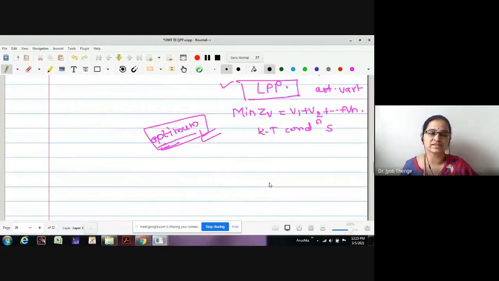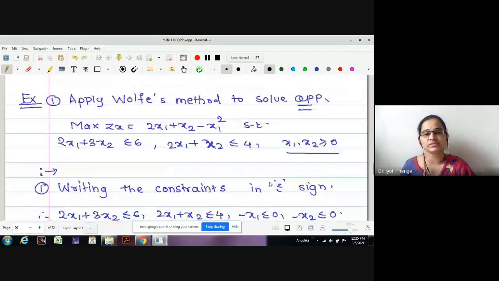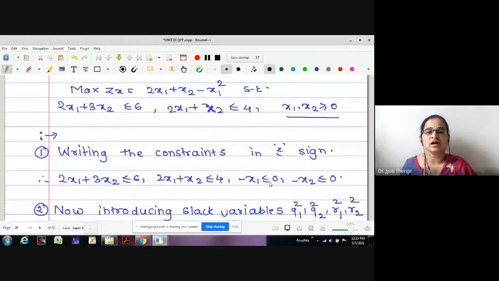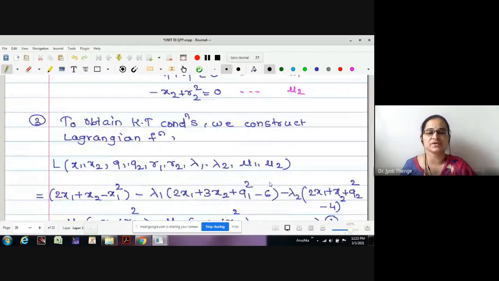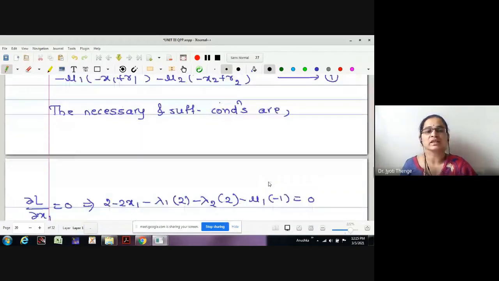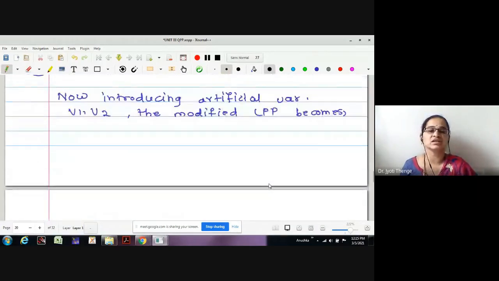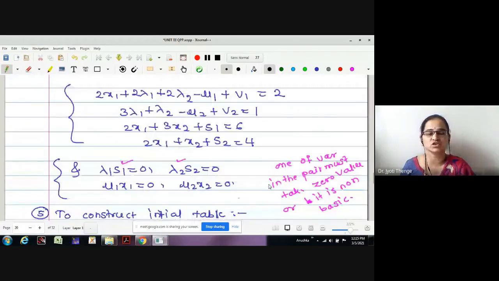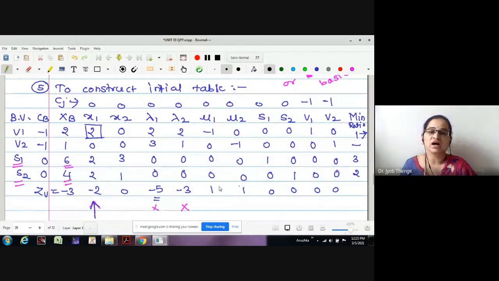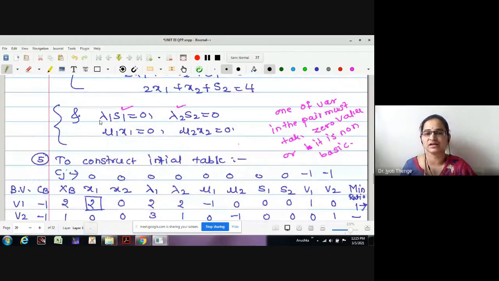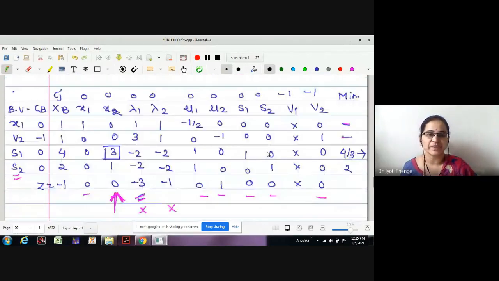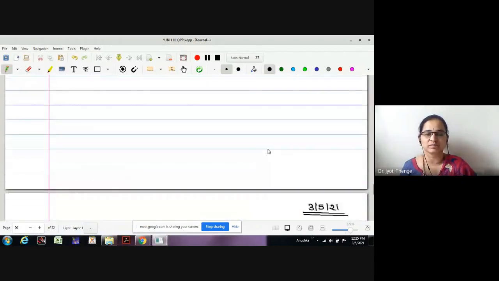And then we have seen one example. The example was very easy actually, right? In this example, we constructed the Kuhn-Tucker conditions. Then, while evaluating the initial basic feasible solution in the initial table, we just used the complementary slackness conditions. I hope there is no difficulty in the example itself. If you have difficulty, you can ask me.